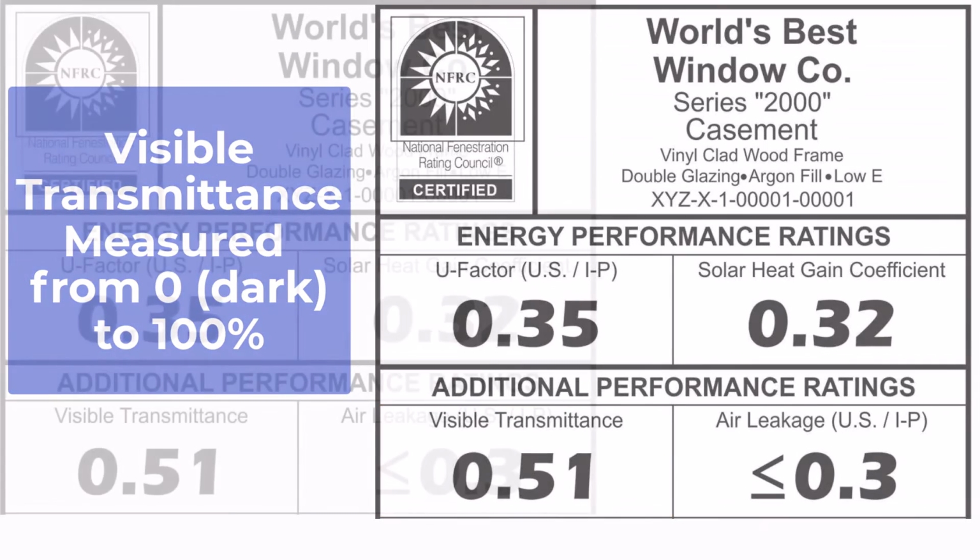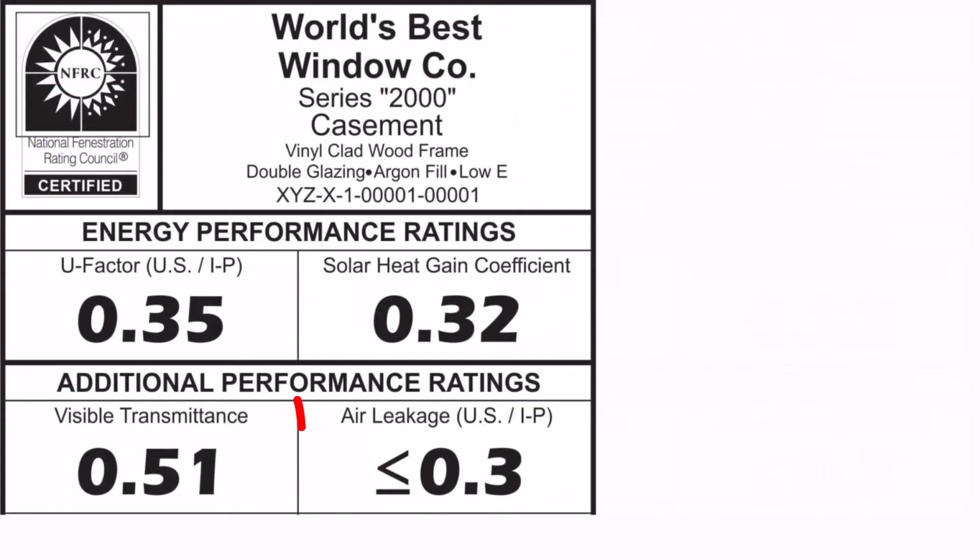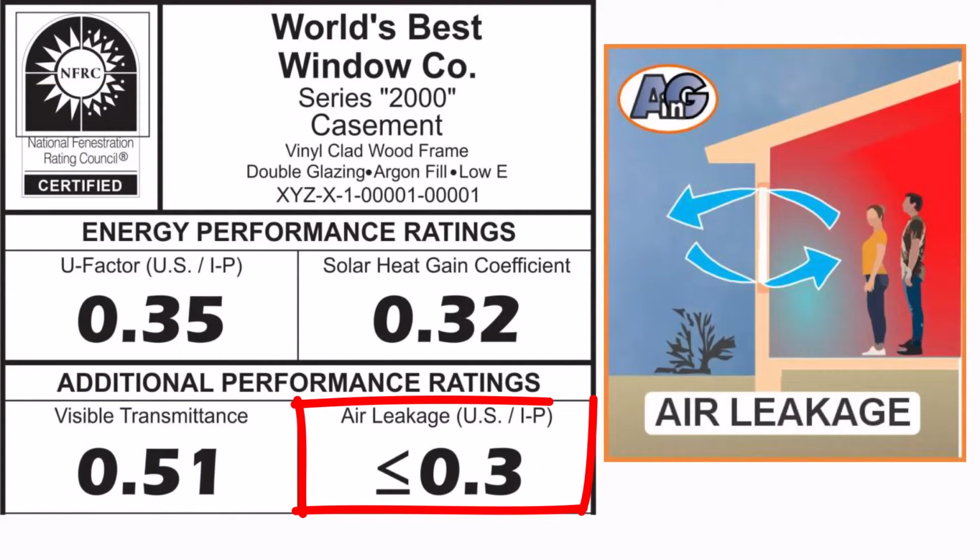Finally, on this label is a box which explains the air leakage, also known as air infiltration. Now, air leakage should be below 0.3 to qualify as an energy-efficient window.